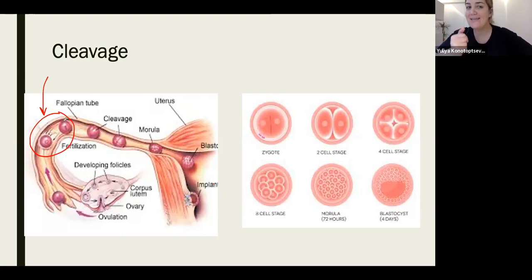Okay, why in the ampullary region? Because this is the widest part of the fallopian tube. So supposedly it has the most space. So during ovulation, oocyte is just going here and it stops. It waits for spermatozoas to come here.